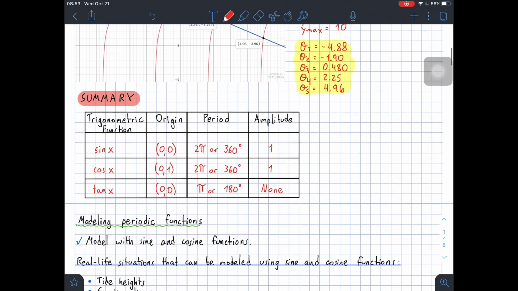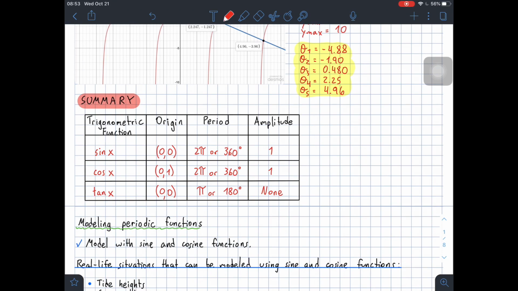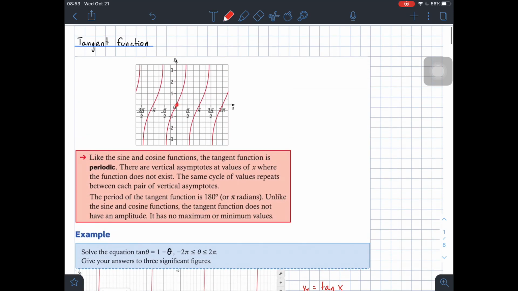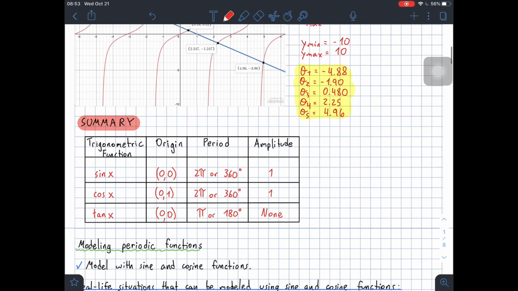So a brief summary of what we have seen up to now about the 3 main functions you should know for the IB exam: sine, cosine, and tangent. Remember the origin of each function: sine of x starts at 0, 0, cosine of x starts at its maximum, which is 0, 1, and tangent of x, if you take a look at this graph, also like sine of x begins at 0, 0. Then the period for sine and cosine is 2 pi, while for tangent the period is pi. And finally, the amplitude for both sine and cosine is 1, and for tangent there's no amplitude, okay?